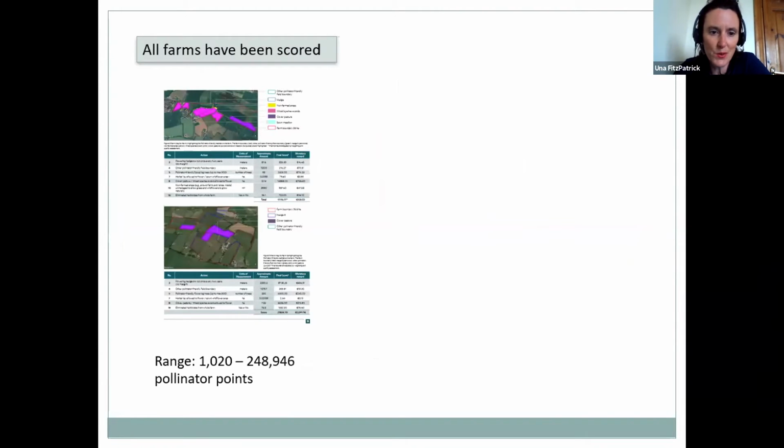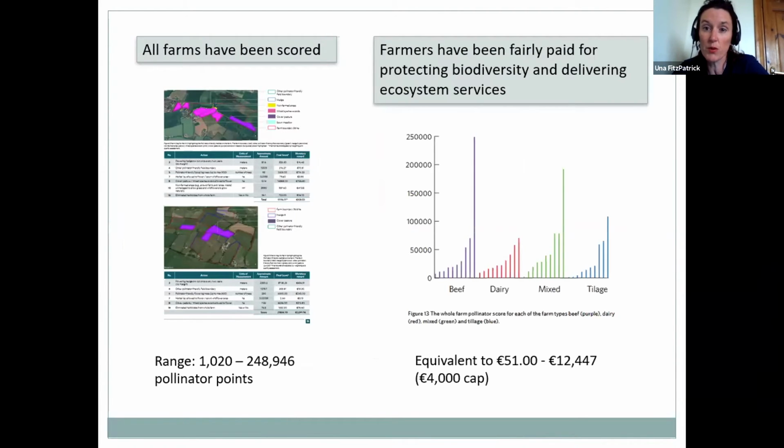All the farms have been scored, so all 40 have been scored, the whole farm pollinator score. Obviously the farms are so different from each other that the scores range enormously, but they all have received a pollinator score. And really importantly, they've all now been fairly paid for protecting biodiversity and delivering ecosystem services. And again, the graph just shows the pollinator points by the different types.